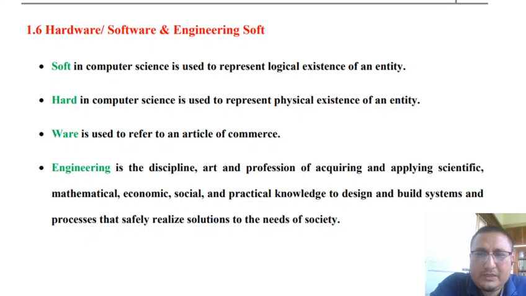So scientific, mathematical, economic, and social knowledge should be applied to design and build a system, a system that should be capable of understanding the problem and building a suitable solution for it, which is the need of the society, because eventually we engineer a product for the benefit of the society. So engineering, if defined, has to include all of these attributes, right?